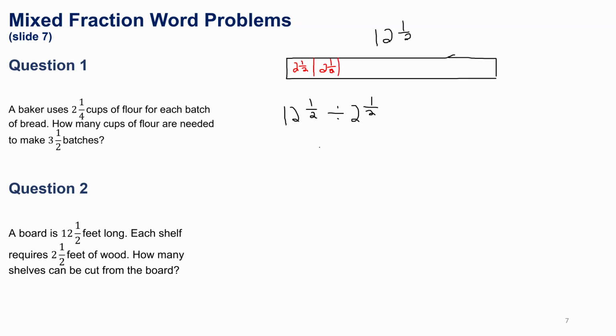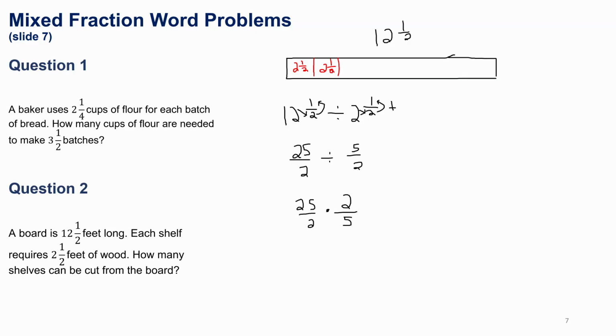Okay. So then we follow our steps to divide mixed fractions. Our first step again, like multiplying, is to change to improper fractions. So 12 times 2 is 24, plus the 1 is 25. So I have 25 over 2 now, divided by 2 times 2 is 4, plus the 1 is 5. So I now have 5 over 2. Next, we're going to go ahead and do that keep it, change it, flip it rule. So 25 over 2 times 5 over 2 changes to 2 over 5.